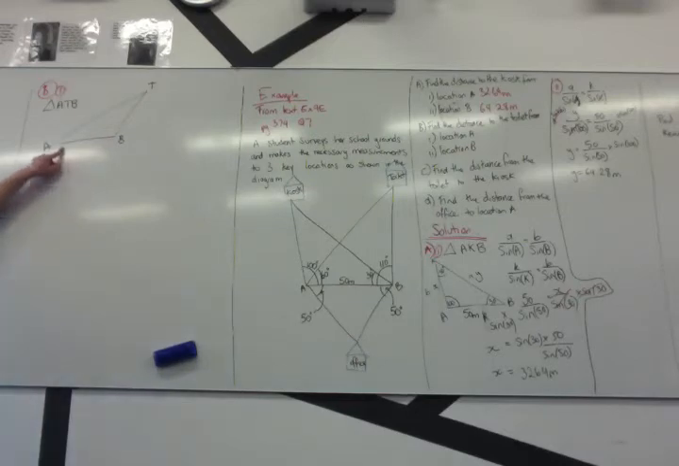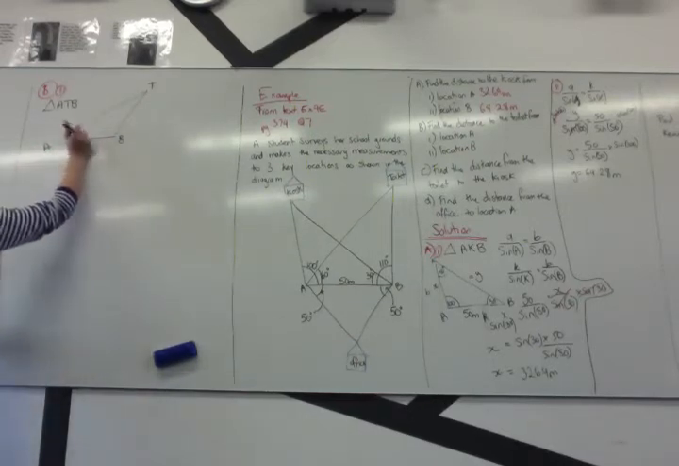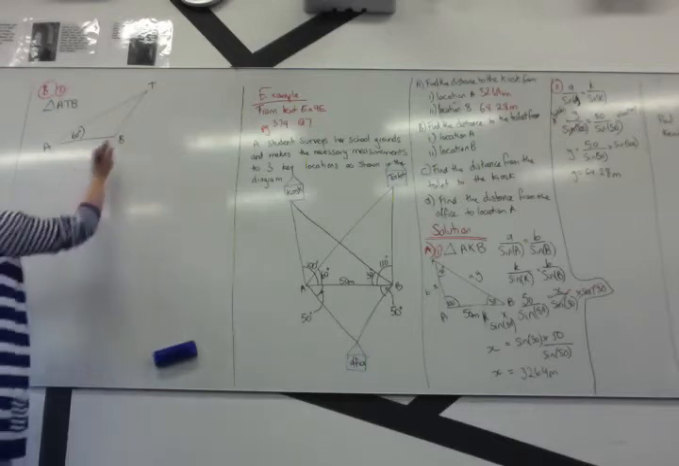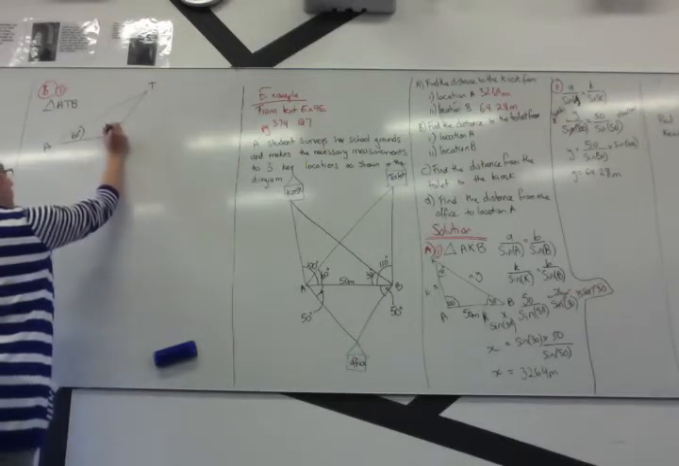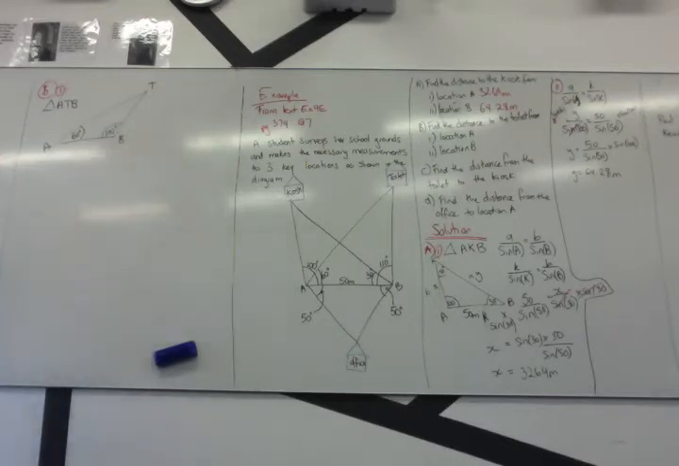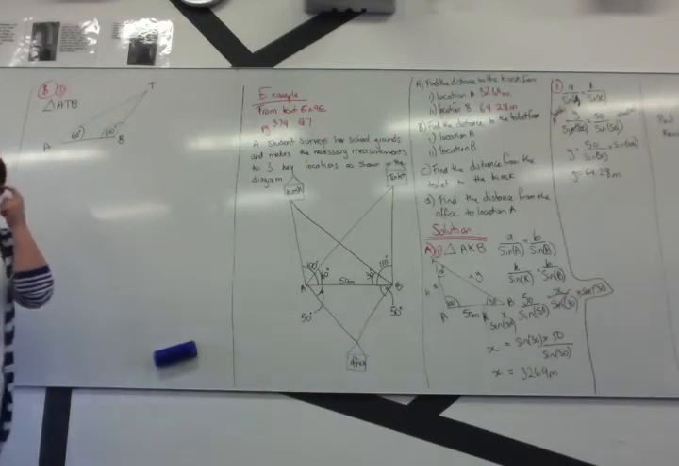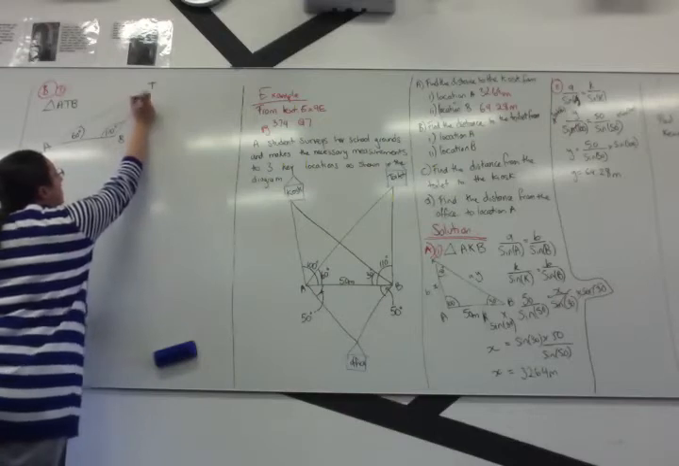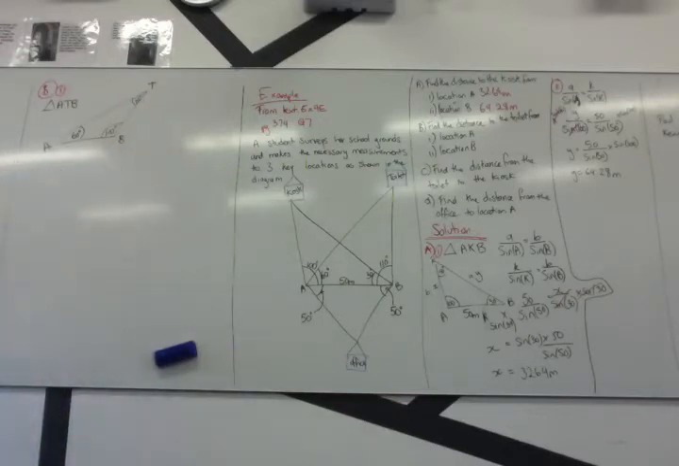What is the angle of A? 60. What is the angle of B? 110. That would leave the other one to be 110 plus 60 is 170, so 10 degrees.